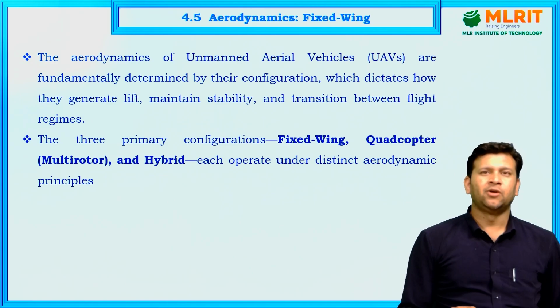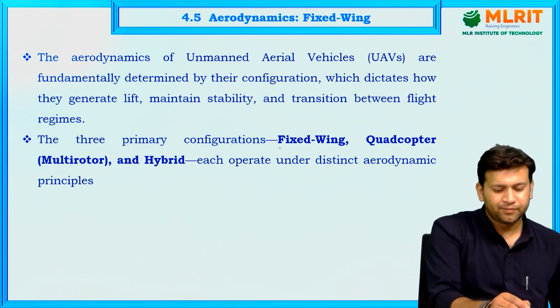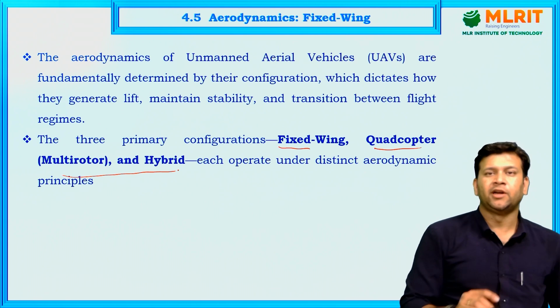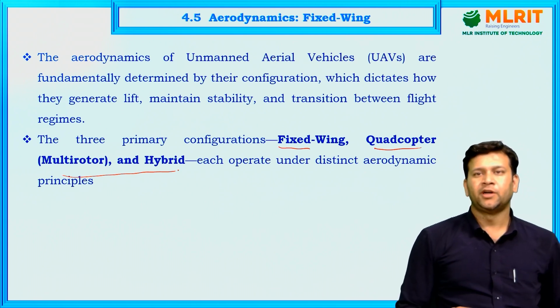Basically, the aerodynamics of unmanned aerial vehicles are fundamentally determined by their configuration, which dictates how they generate lift, maintain stability and transition between flight regimes. The three primary configurations of unmanned aerial vehicles are fixed wing, quadcopter and hybrid unmanned aerial vehicle, which operate under distinct aerodynamic principles.